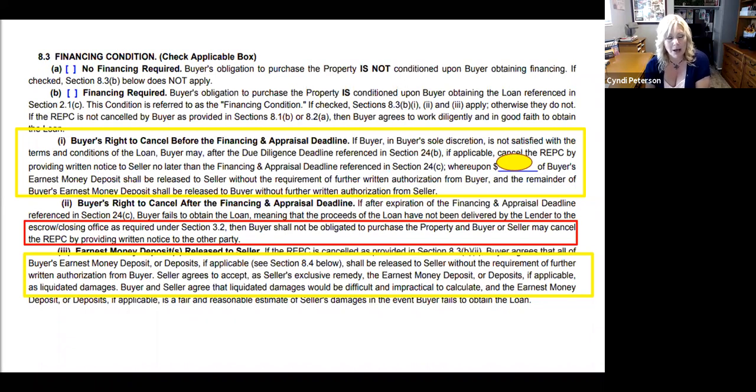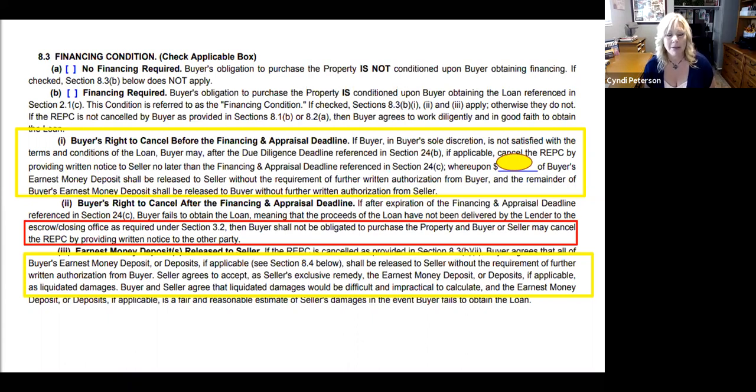So I want you to notice that it says in there after the due diligence deadline. It doesn't say after the finance and appraisal deadline. The reason I'm pointing that out is because you could put your buyers in a really bad position based on when you're doing things if you don't do it right. Most agents probably don't even realize that it says that in there, so they probably wouldn't say anything. But just in case, I just want you to know that if it's after the due diligence deadline, that's when it would need to be, if applicable. Cancel the contract by providing written notice to the seller no later than the financing and appraisal deadline. So no later than that date.